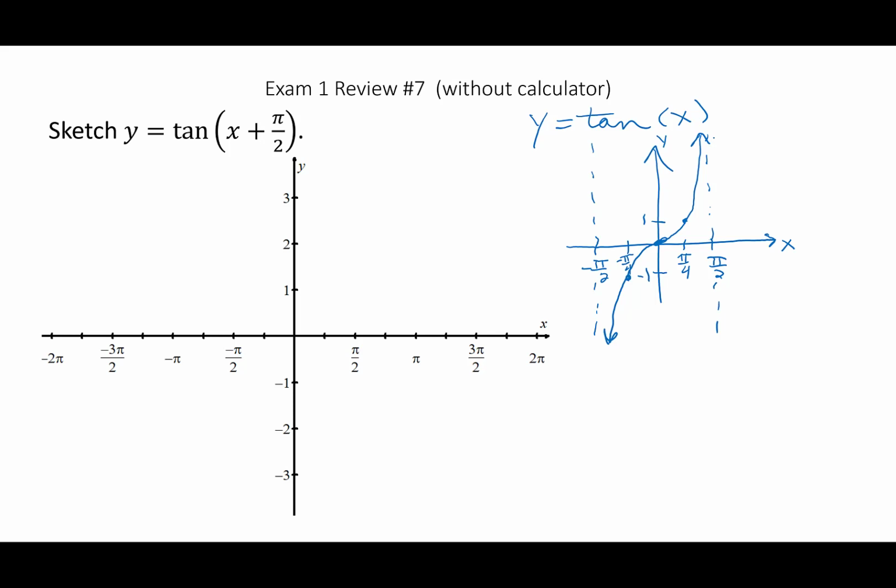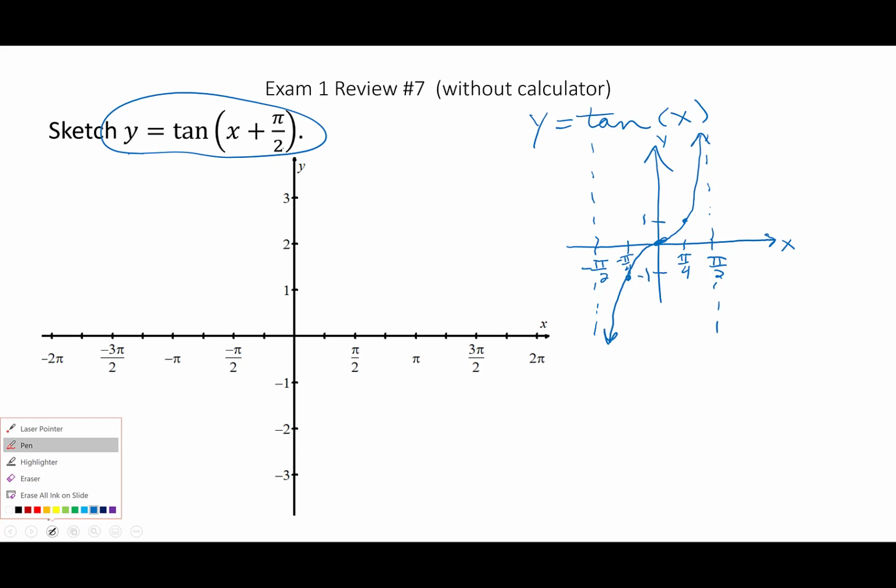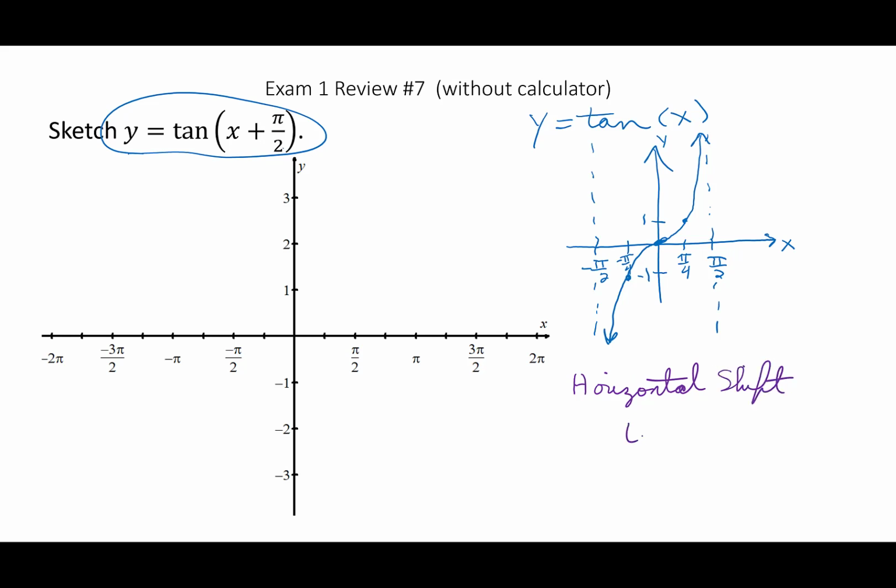All we're really doing here is, if you look at what we're trying to sketch, the only thing that's different than y equals tangent of x is that we have x plus pi halves in parentheses. So for x plus pi halves, what I want to do is take the graph of the tangent function and do a horizontal shift to the left by pi halves units. So horizontal shift left by pi halves units.